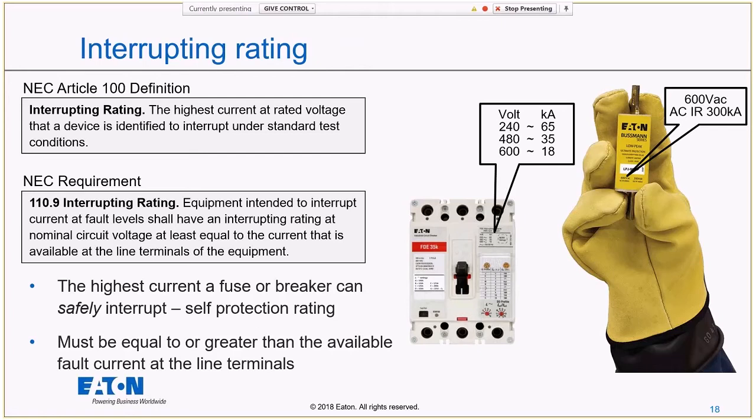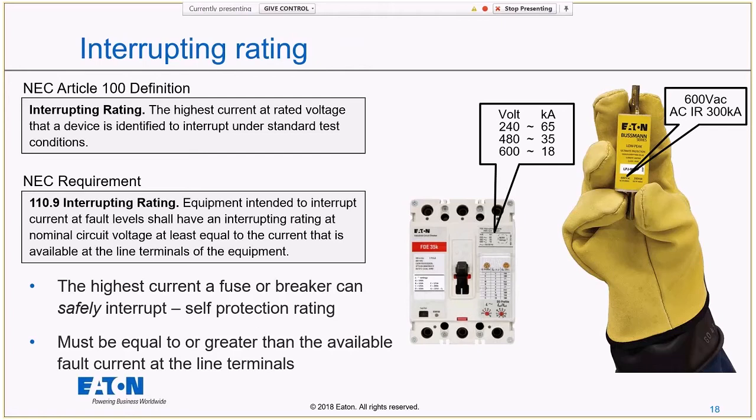And this is basically telling me that all of my interrupting ratings should be greater than or equal to the available fault current. That makes sense, right? Just like our voltage rating should be greater than the system voltage. Same thing with my interrupting rating, greater than or equal to the fault current that it can see.